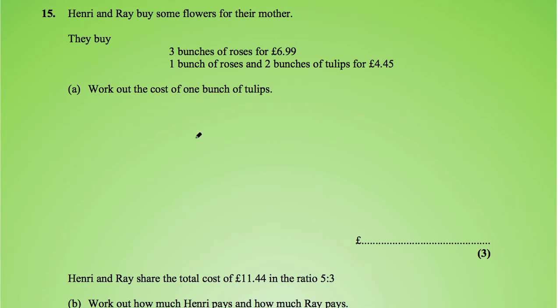Question 15. Henri and Ray buy some flowers for their mother. They buy 3 bunches of roses for $6.99, 1 bunch of roses and 2 bunches of tulips for $4.45. Work out the cost of 1 bunch of tulips. Now, this is an example of simultaneous equations, but luckily they're so simple that we don't need to solve them in that way. We can just work backwards logically. So if 3 bunches of roses cost $6.99, 1 bunch of roses is $6.99 divided by 3, and that gives you £2.33 for a bunch of roses.